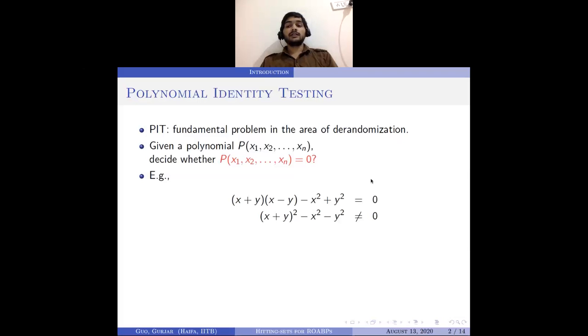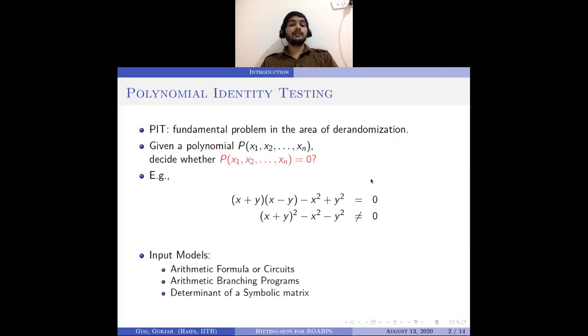Now, there are several ways one can be given a polynomial as an input. One way is this kind of expression, which is called an arithmetic formula, but there are also other ways like arithmetic circuits. There are arithmetic branching programs. Another way to give a polynomial is that you can be given a symbolic matrix, which has numbers and variables inside it, and then you are interested in the determinant of that matrix, which will be a polynomial.